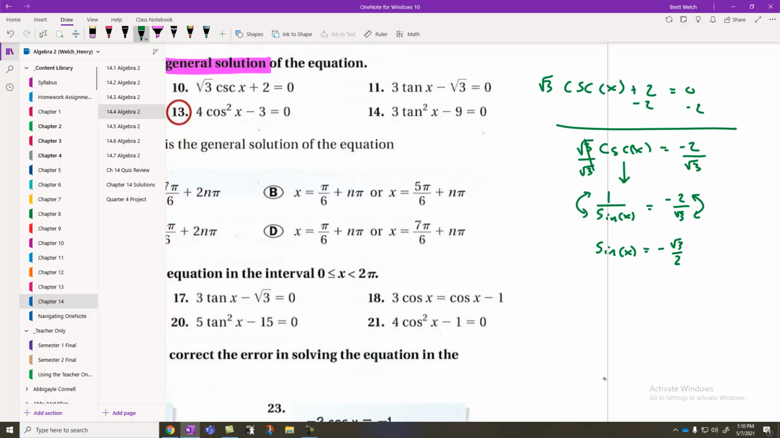At this point, I need to get rid of the sine function. We can use the arc sine to do that, or the sine inverse rather. Most of you guys will remember the sine inverse.